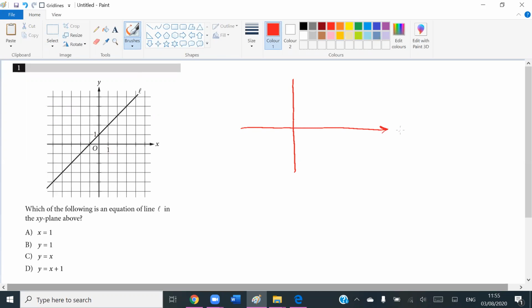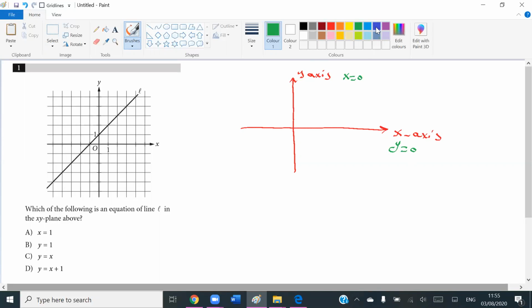This axis is called the x-axis, and this one is called the y-axis. The equation of the x-axis is y equals 0. And the equation of the y-axis is x equals 0.